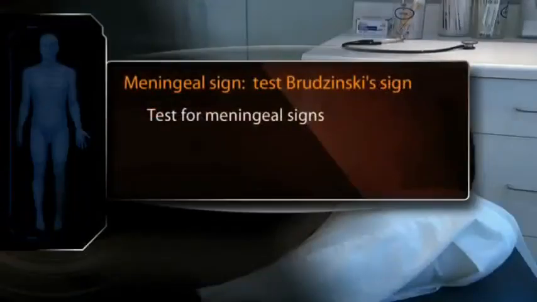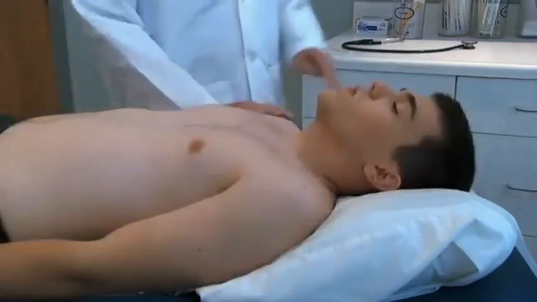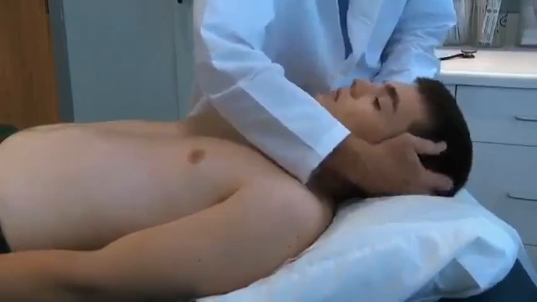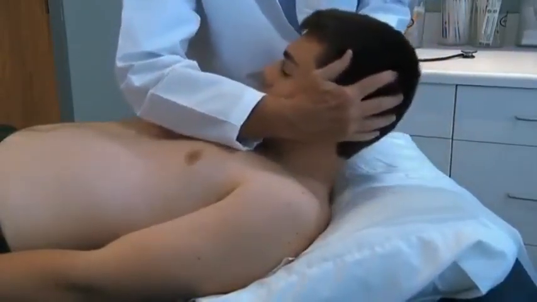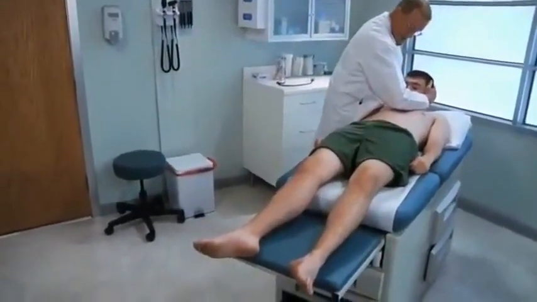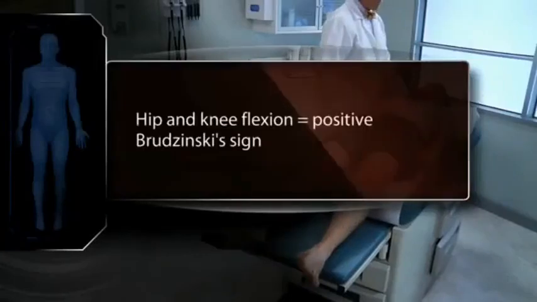If you suspect meningeal inflammation, test for meningeal signs. First, make sure there is no injury to the cervical vertebrae or cervical cord. With the patient lying down, place your hands behind the patient's head and flex the neck forward until the chin touches the chest if possible. There should be no resistance or pain. As you flex the patient's neck, watch his hips and knees. Normally, they should remain relaxed and motionless. Hip and knee flexion with this maneuver is a positive Brudzinski sign.